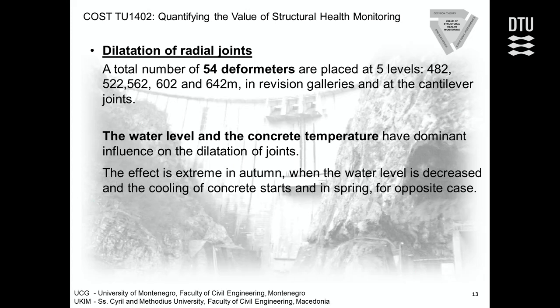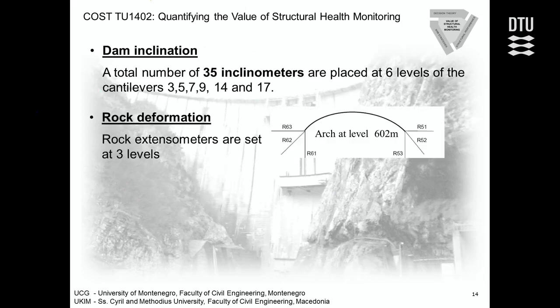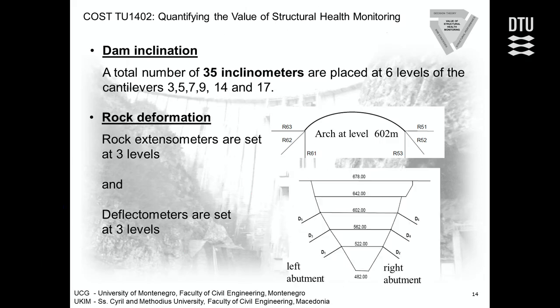And the extreme effects we have in autumn and in spring, when we have maximal decrease of the water level and the cooling phase of the concrete. The dam inclination was defined with 35 inclinometers placed in 6 levels. The rock deformation was defined with rock extensometers that were set at 3 levels and with defectometers set again at 3 levels.